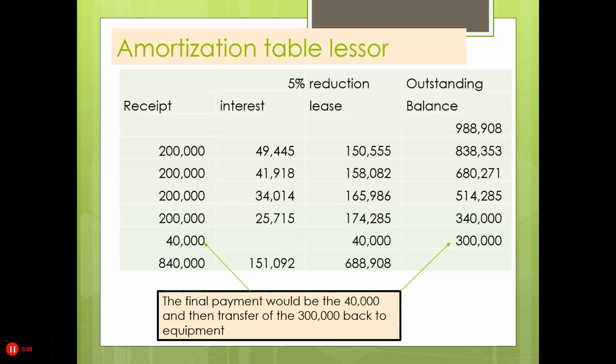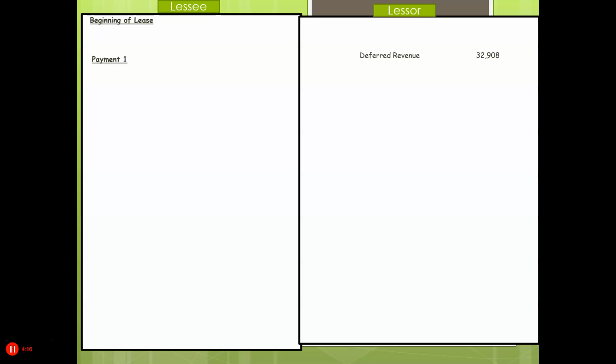Now for the lessor, what we're going to do is we're going to show $300,000 as the ending balance, which would then be transferred back into equipment. Now let's take a look at what our journal entries would look like. So beginning of the lease, it would be for the lessee, it would be a right of use asset, lease payable. The first payment would be cash.